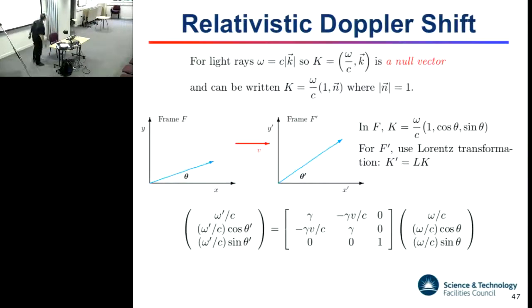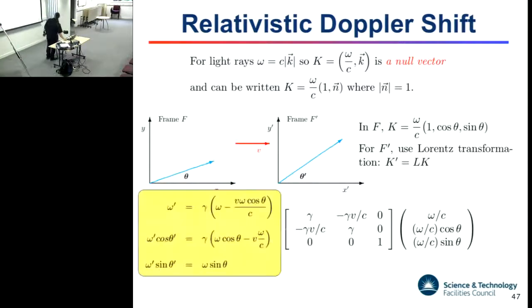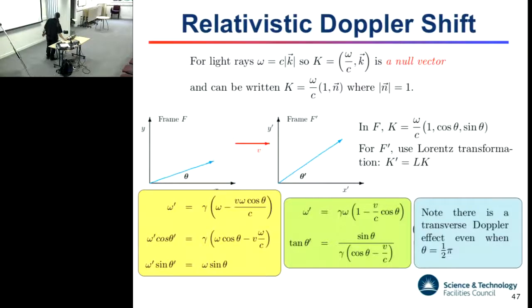It squashes light up. If you're running towards an object, the Doppler effect decreases the wavelength of light. If you're running away from it, it increases the wavelength of light. But if you're running past it, it still changes the wavelength of light. You get a second order effect, and that's purely relativistic. That wouldn't be predicted by standard theory. So there's even a transverse Doppler effect when you're running past something.